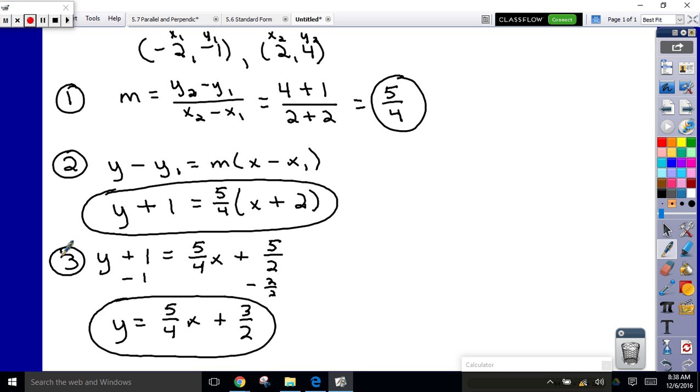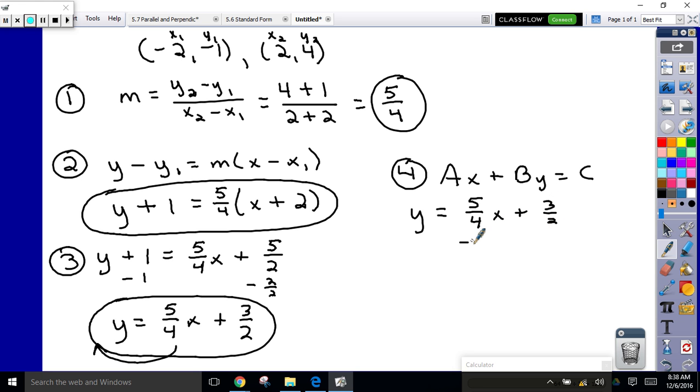Okay, and lastly, I need to put it in standard form. That's what we've been working on. So I'm just going to move over here to step 4. To put it in standard form, let me just review what standard form is. ax plus by equals c. So I need to move my 5/4 x over to the left side, and I'm going to need to get rid of the fraction. So let me just rewrite this up here so I can work with it. 5/4 x plus 3/2. I'm going to subtract 5/4 x from both sides. So I have -5/4 x plus y equals 3/2.